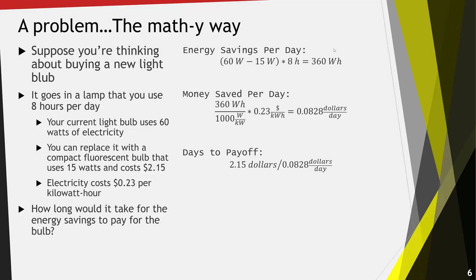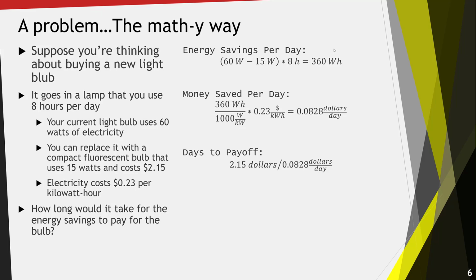This isn't a course in energy economics, it's a course in data science, so I'll give you all the calculations that you need here. You'd start out by computing your energy savings per day, which is 60 watts minus 15 watts. That turns out to be 45 watts, times the 8 hours that you would use the bulb, which leads to a total of 360 watt hours.